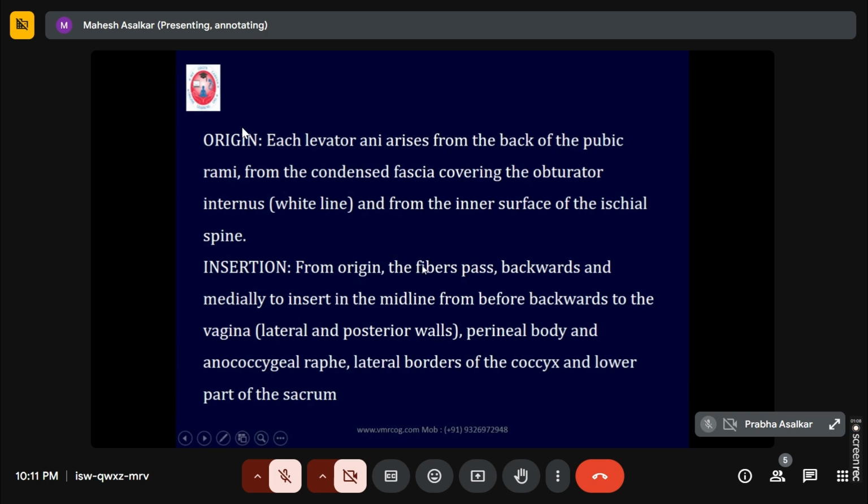So the fibers will pass backwards, then medially, and in the midline from before backwards you will have the vagina, that is the lateral and posterior wall, then the perineal body behind it, then comes the anococcygeal raphe, then comes the lateral border of the coccyx, and the lower part of the sacrum. That is the insertion of the levator ani.